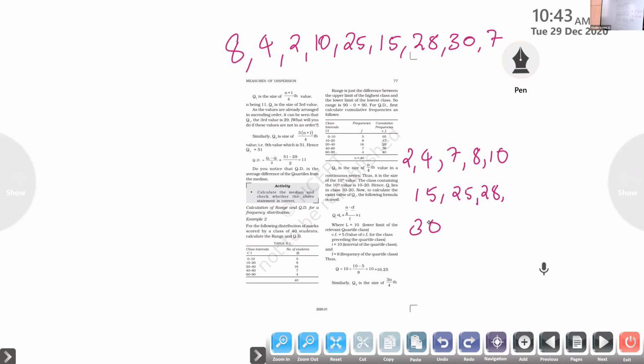The total number n here, what is n? 1, 2, 3, 4, 5, 6, 7, 8, 9. So n is 9 and n plus 1 is 10. Going for Q1, the answer is (n plus 1) 10 divided by 4, so 2.5. If it is 2.5, what do you want to do?